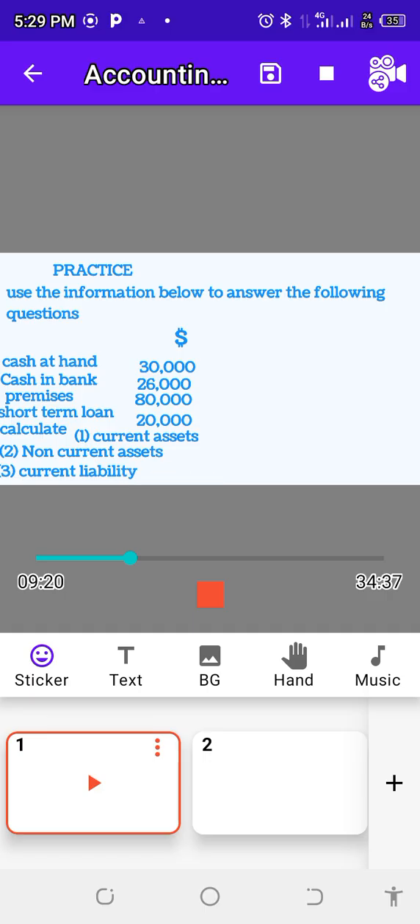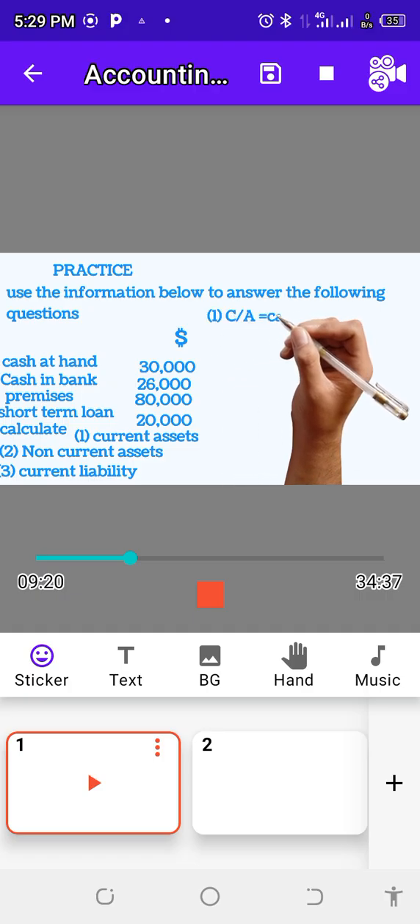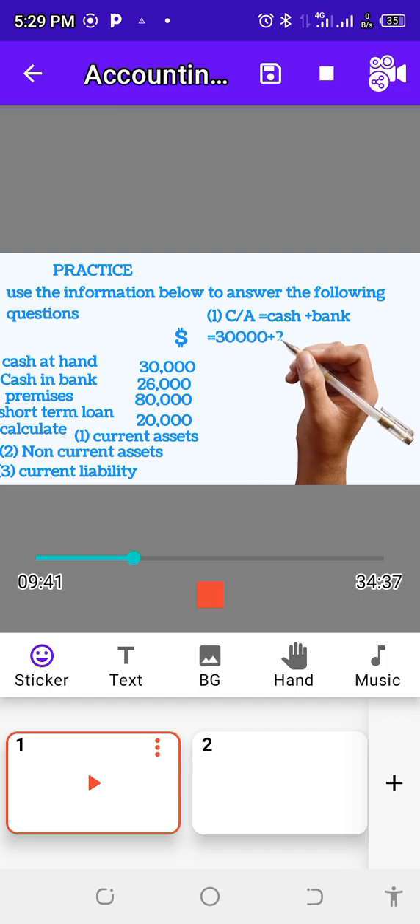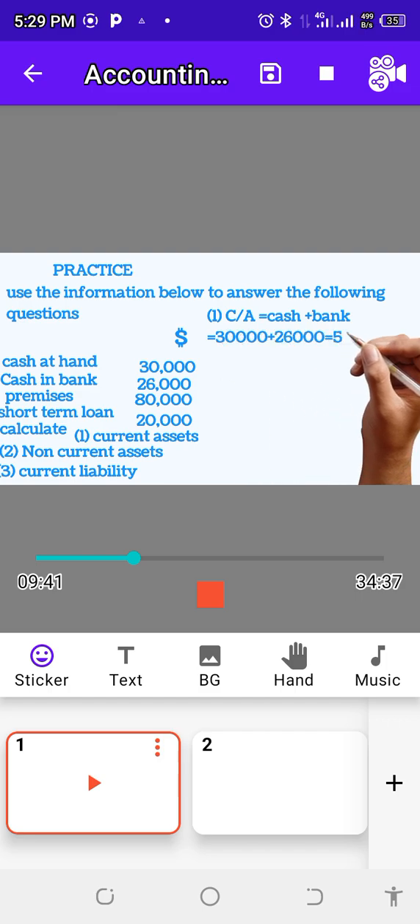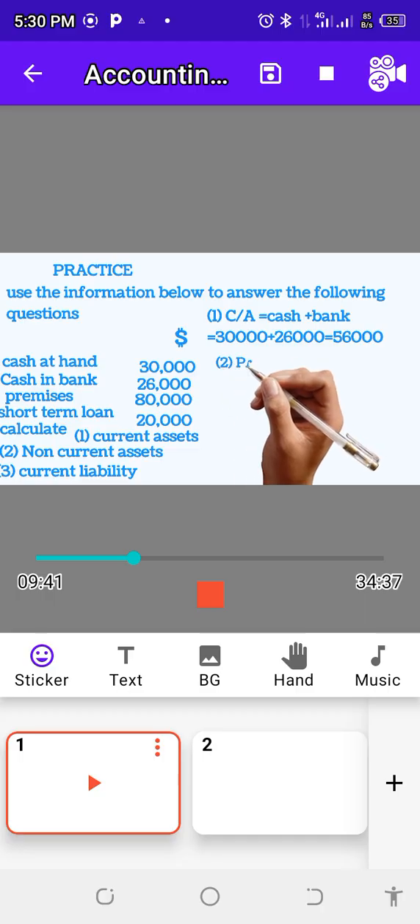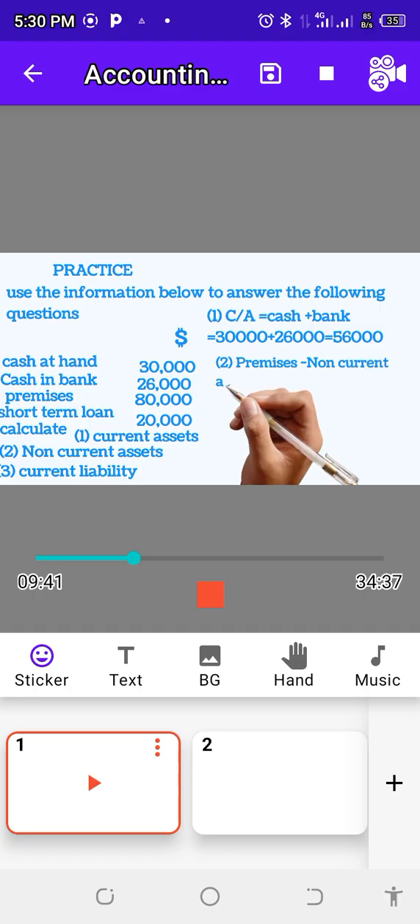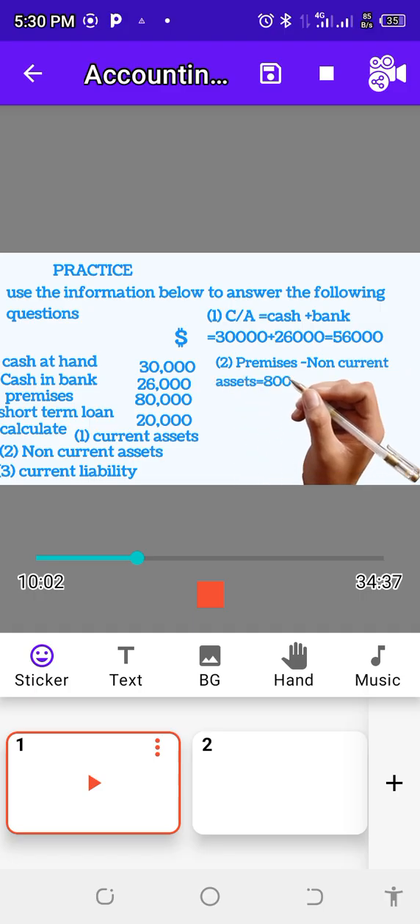Now, this question demands you to know the components of the accounting equation. Assets are split into what? Do you know the components? That's what this question is asking you. Current assets are cash at bank and cash at hand. We sum them together because of space, and both of them give you 56,000. The non-current asset is premises. That is the only non-current asset there, and it is $80,000.